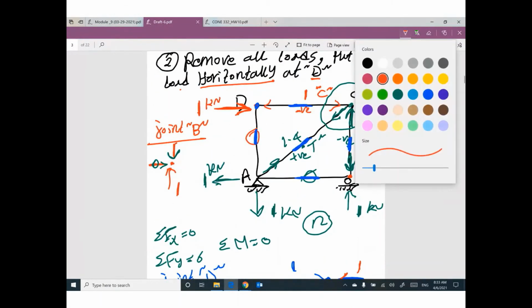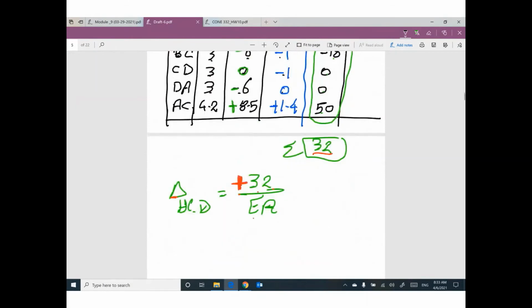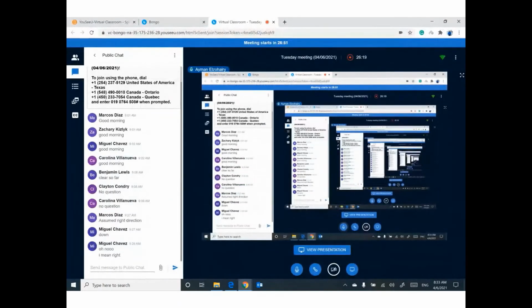I'm looking for horizontal deflection at D, so I put a unit load at point D going to the right. So my assumption is correct. This point will move to the right. We are looking for horizontal deflection. Okay?